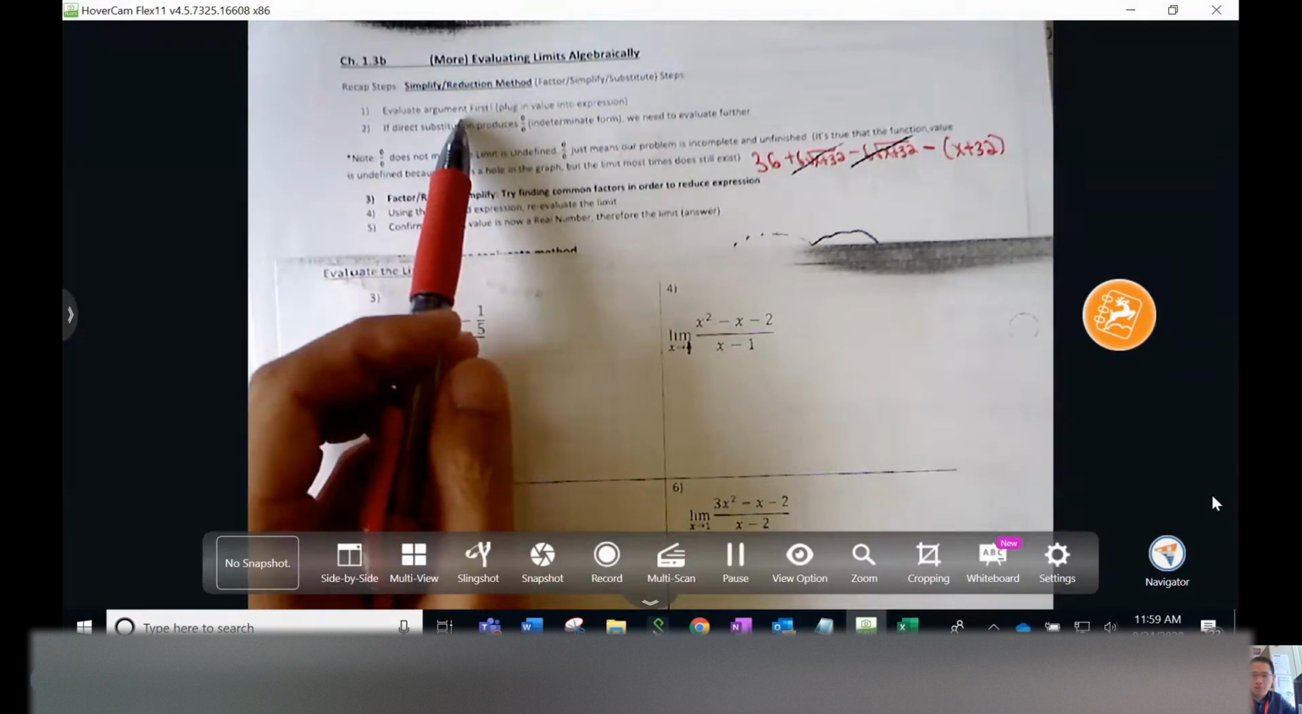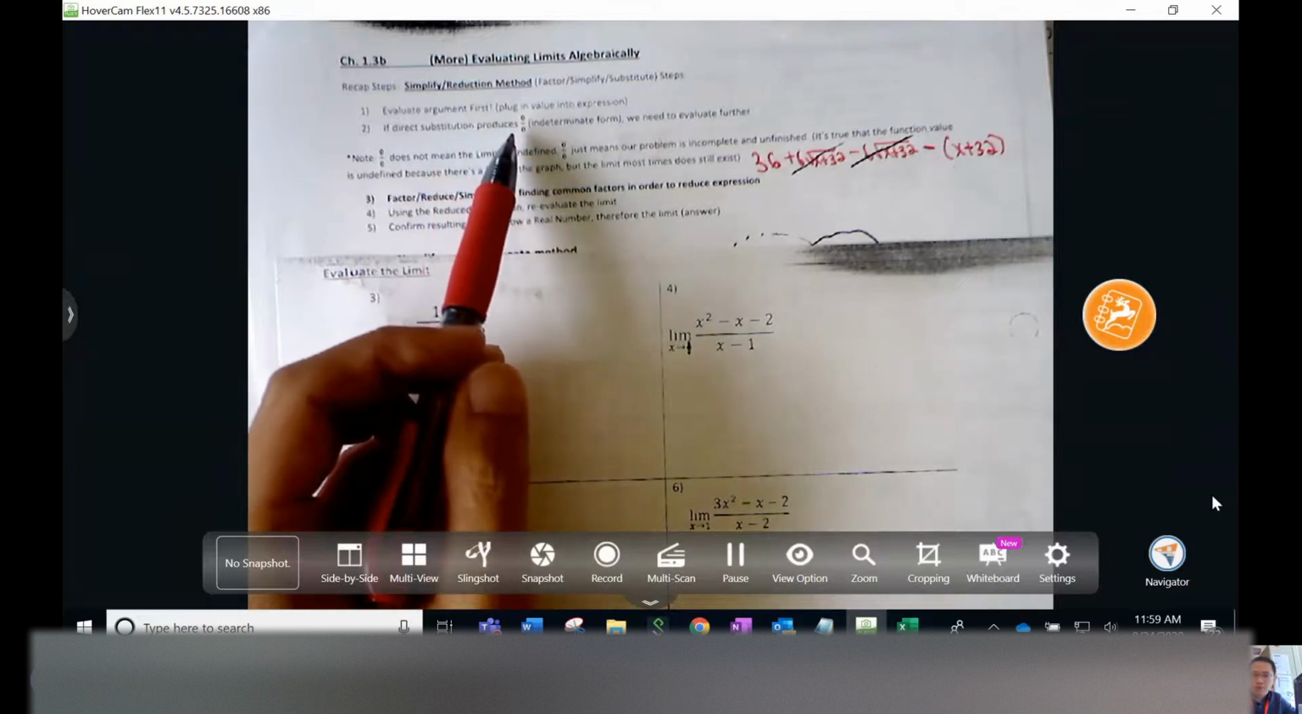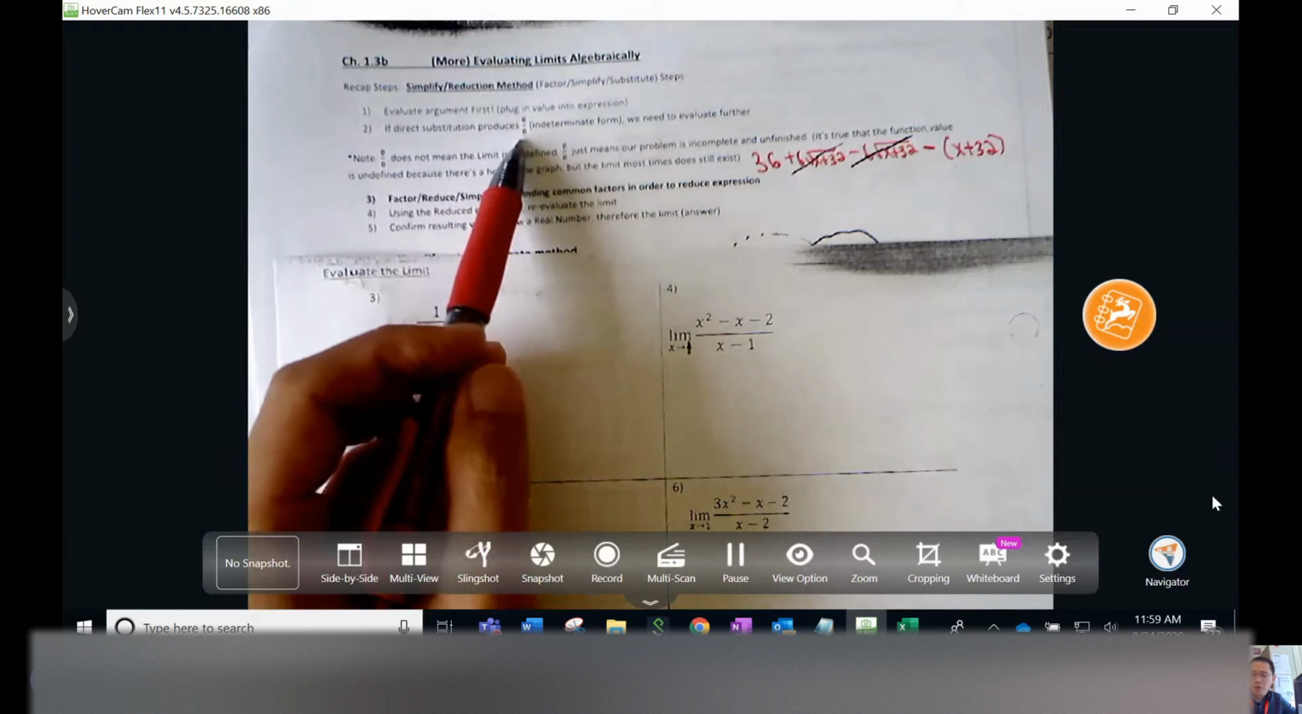Is it a vertical asymptote? If it's a vertical asymptote, it'll give us 10 over 0 or 8 over 0. Then we know a limit doesn't exist. Is it a hole in the graph? If there's a hole in the graph, then we'll get 0 over 0. And if we get 0 over 0, we know the limit exists. There's an answer at the end of this process. We just have to go through our cleanup steps to get there.